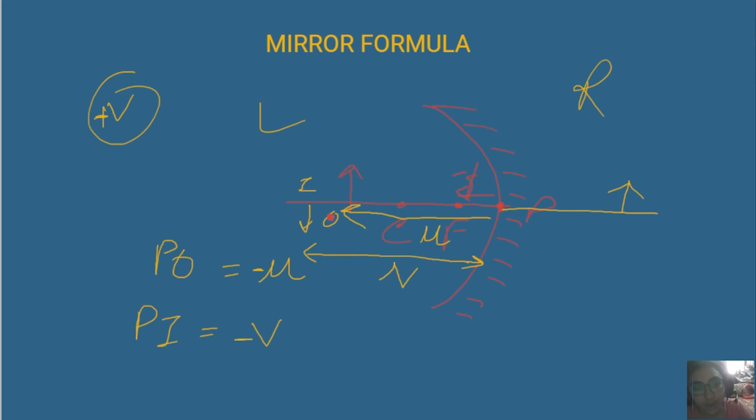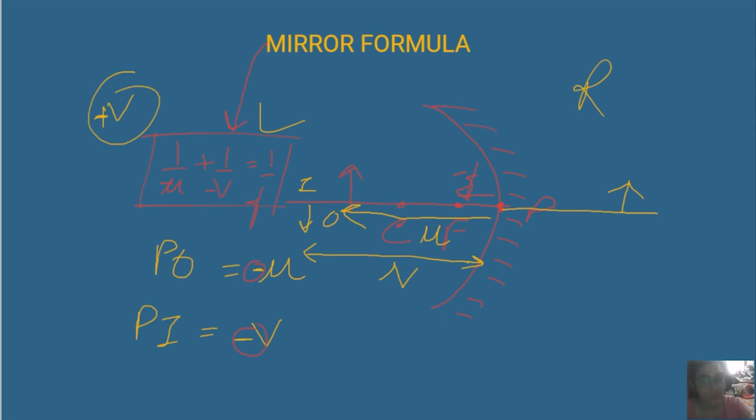So now after the derivation, what comes as the mirror formula is that 1 by U plus 1 by V equals 1 by F. This is basically your mirror formula. Now, while assigning the distance between the object and the pole and the image and the pole, I had given the negative signs. But when you write the formula, you don't have to give any sign conventions. You don't have to write minus U, minus V, minus F here.